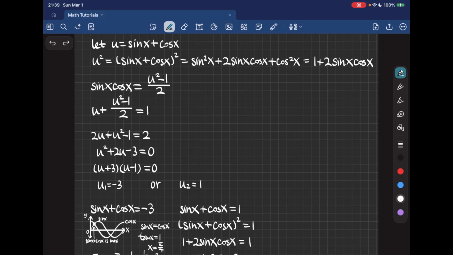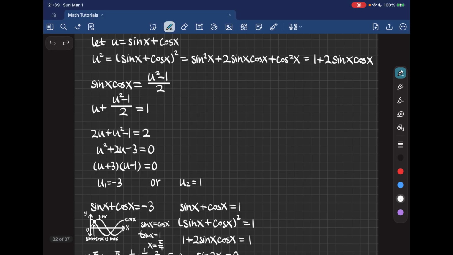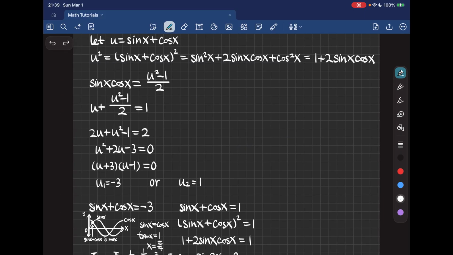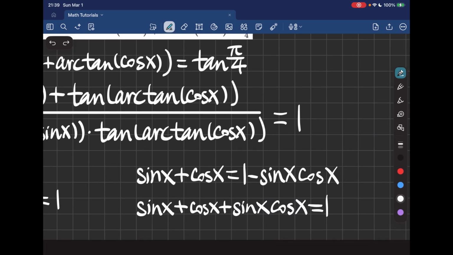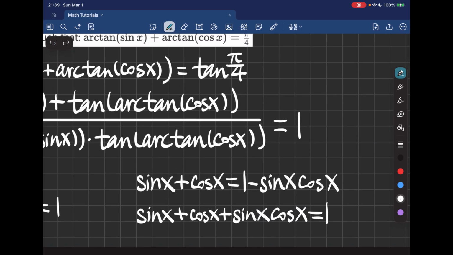So it's equal to 1 plus 2 sine x cosine x. And so u to the power of 2 minus 1, divided by 2, equals sine x cosine x. So we are able to substitute sine x cosine x with something related to u. And this is our clean version of the equation.